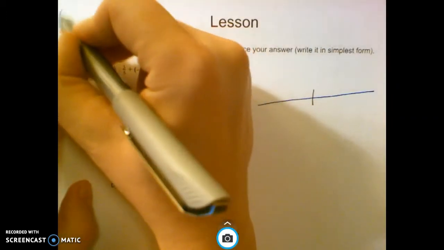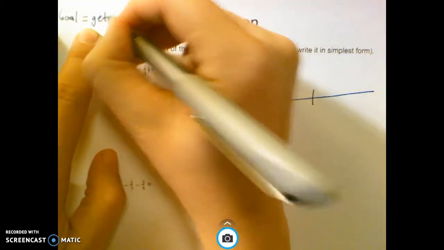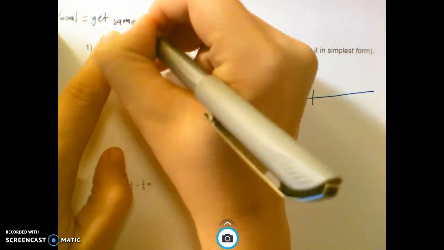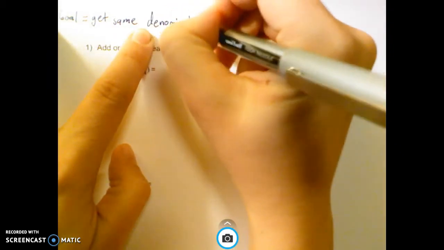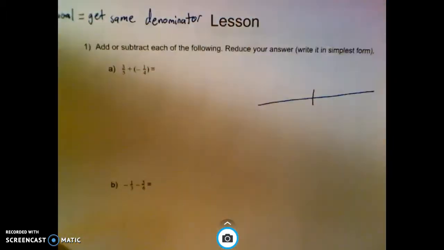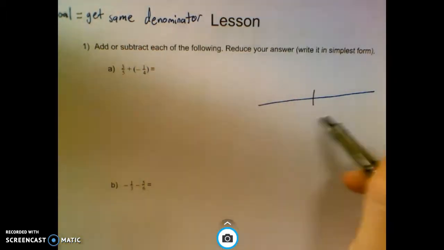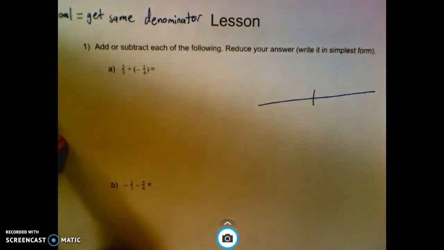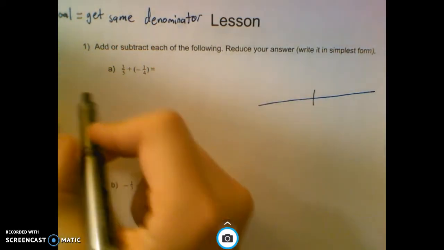So my goal is to get the same denominator, or bottom part of the fraction. Because when I have the same denominator, then I know what my units are, and then I can write that down here and add them up. So there's two ways to do this. You asked for two different ways of doing things, and I'm going to show you both of them.